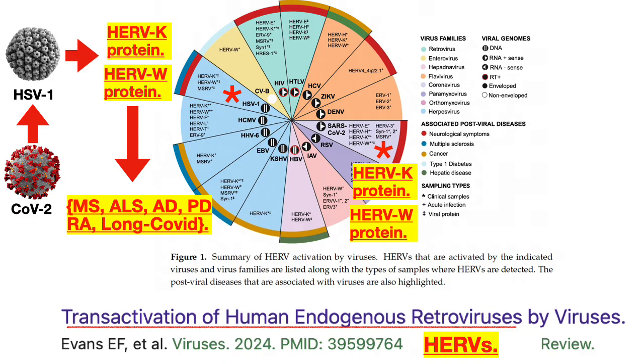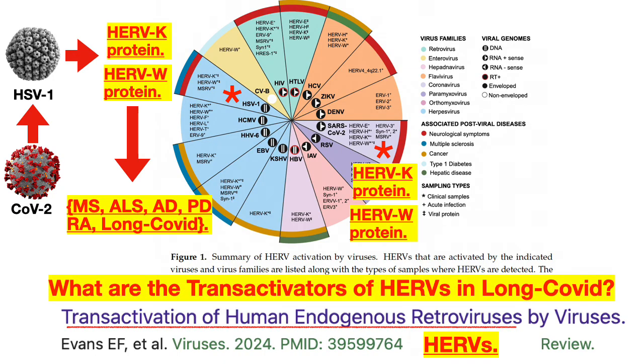Because CoV-2, by reactivating HSV1, reactivates HERV-K protein expression as well as HERV-W protein. And on the right, you can see that CoV-2 by itself, independent of HSV1, can do this. So this is a double hit system where CoV-2 can reactivate these HERV viruses, their proteins, which are pathologic. In addition, it can augment the pathogenesis by reactivating HSV1, which in tandem with CoV-2 expresses these HERV proteins. So what are the transactivators of HERVs in long COVID?